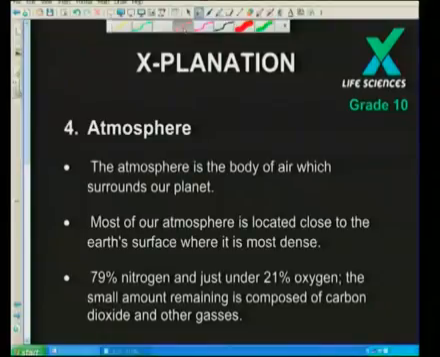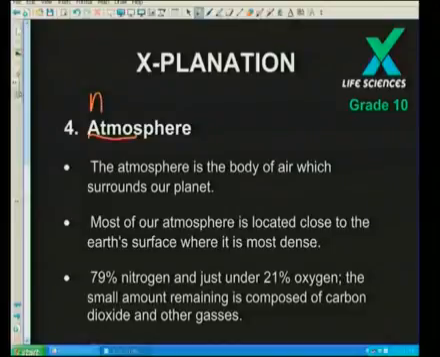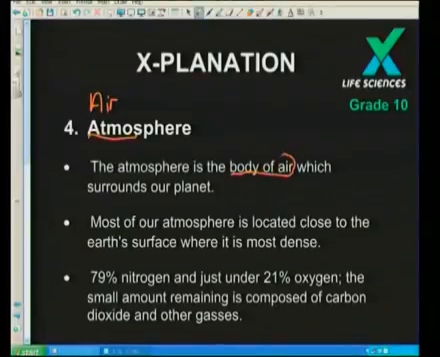Right, atmosphere. Atmosphere, as we know now, is air. So it's the layer of air that is around the Earth. That is the air that you and I breathe so that we can be alive. So it's a body of air which surrounds our planet. Most of our atmosphere is located close to the Earth's surface where it's most dense. So close to the surface, the air is more dense, and that is the air that we inhale every day.